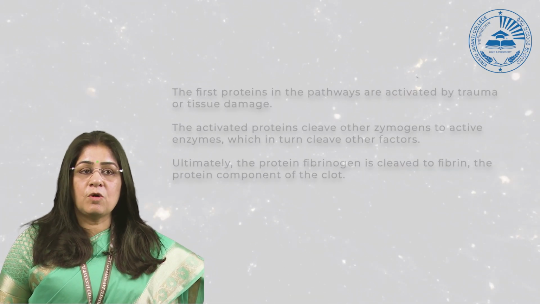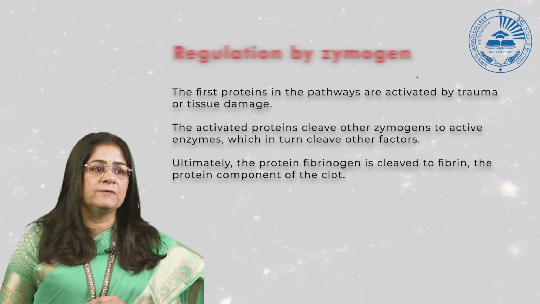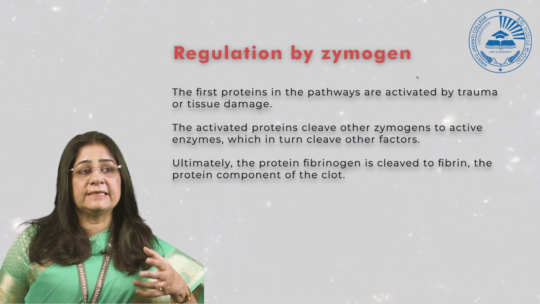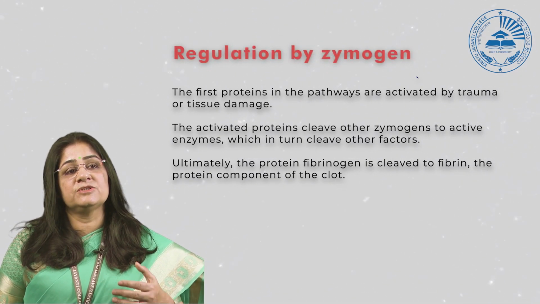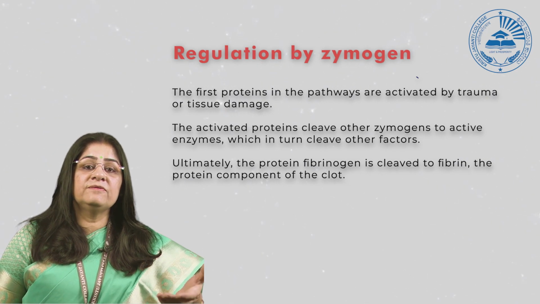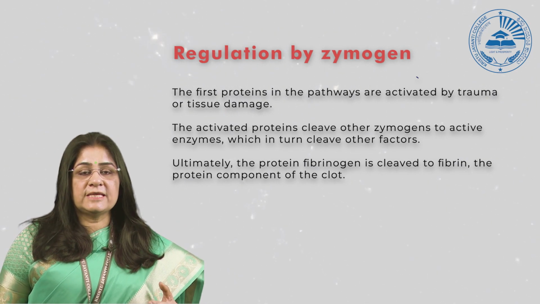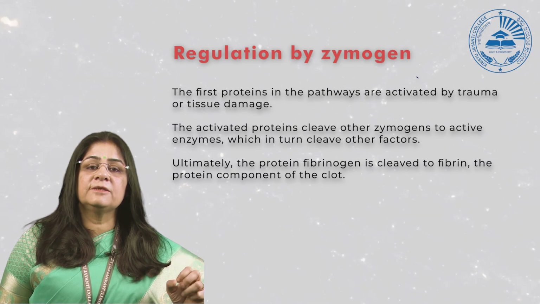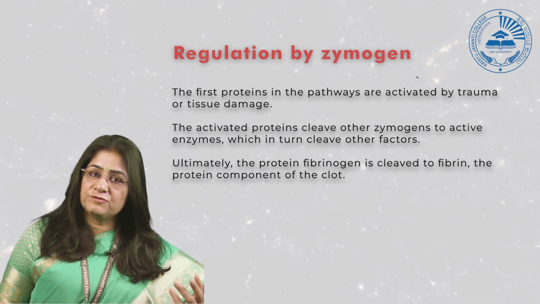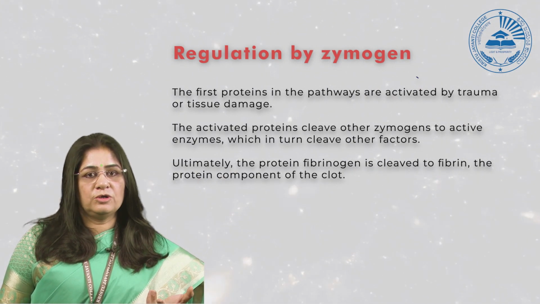The first proteins in the pathways are activated by trauma, for instance when you have a wound. The activated proteins then cleave other zymogens to active enzymes, which in turn cleave other factors. This is what is happening in blood clotting. Ultimately, the protein fibrinogen is cleaved to fibrin and the clot is formed.